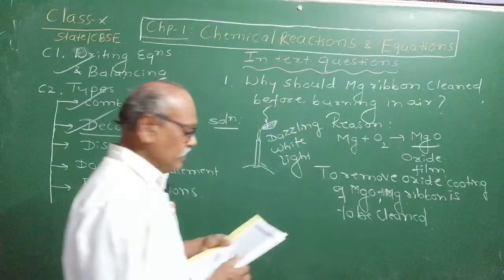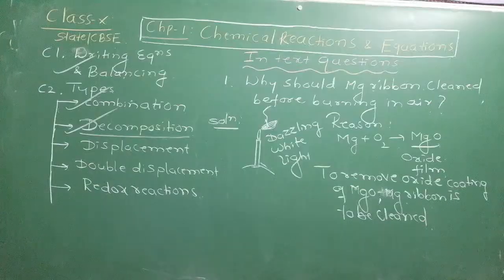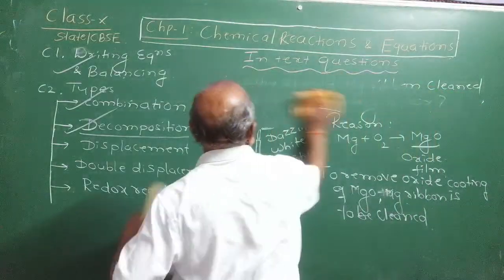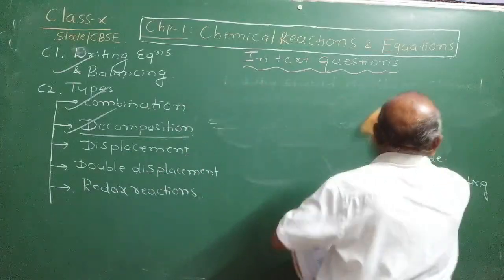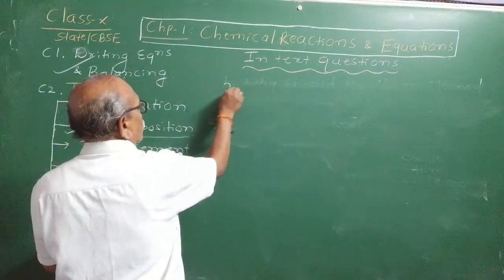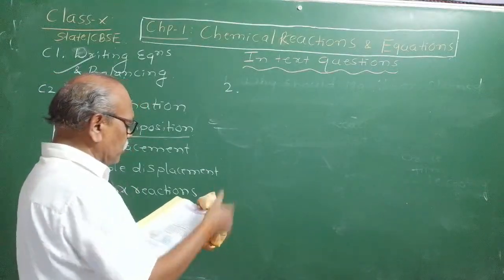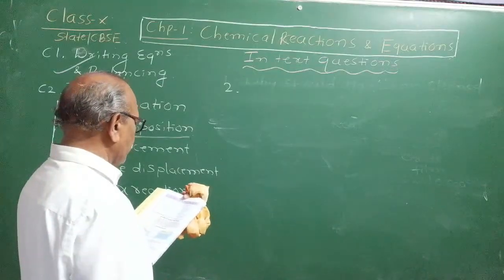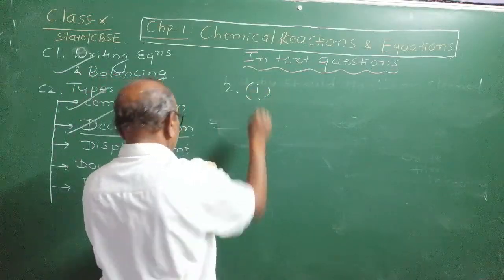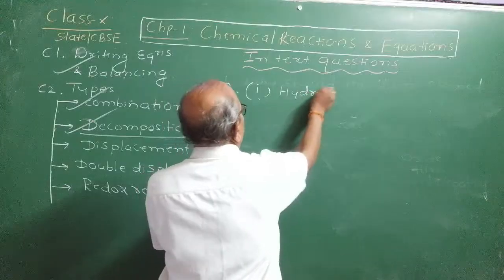Then the second question in the in-text questions. You can open your textbook, the NCERT textbook, and solve quickly. I hope you have the textbook. Open it. See, write the balanced chemical equation for the following chemical reactions. First one is hydrogen plus chlorine. Try to write the reaction.